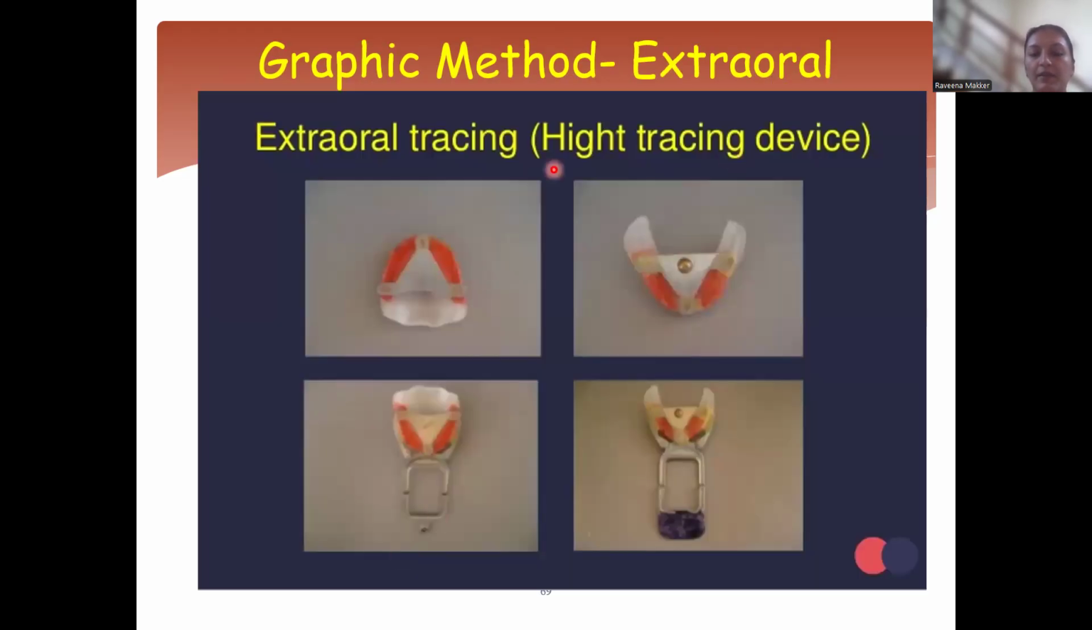This is the height tracing device. As I discussed, the central bearing plate is attached to the maxillary. The central bearing point is attached to the mandibular rim. And this point just touches the maxillary central bearing plate at the predetermined vertical dimension of occlusion. Now, the tracing device is attached in such a way that the stylus is attached to the maxillary and the recording plate is attached to the mandibular, so that the apex of the arrow point tracing which will be formed points anteriorly.